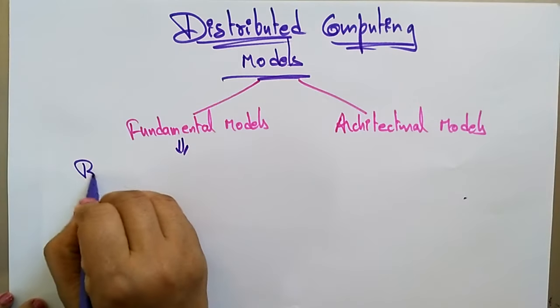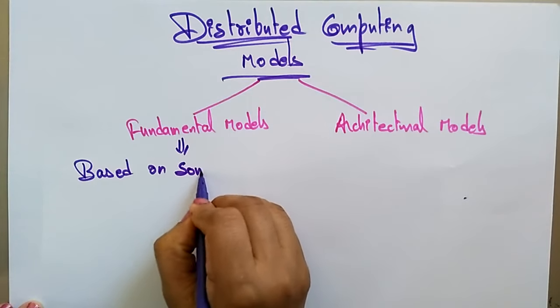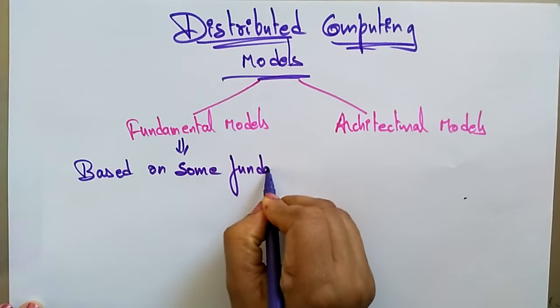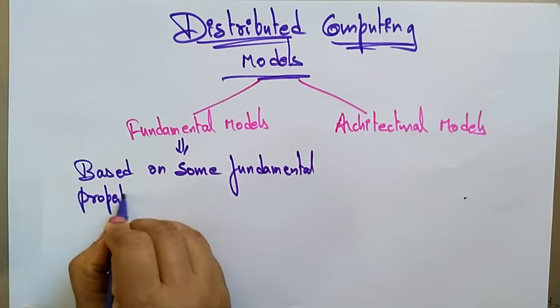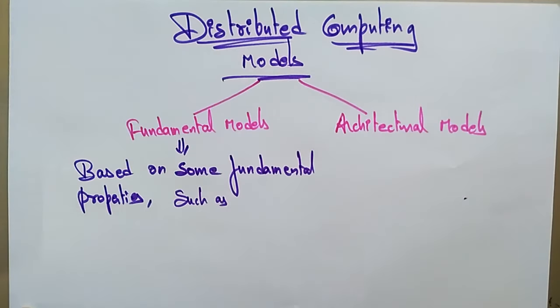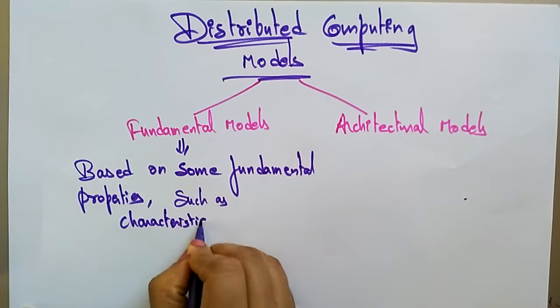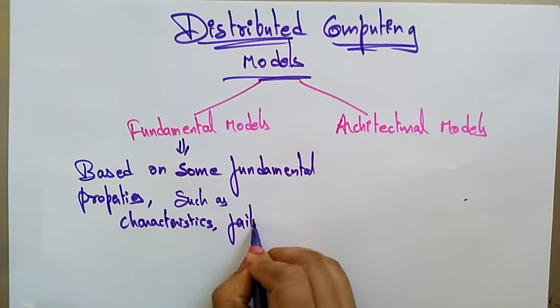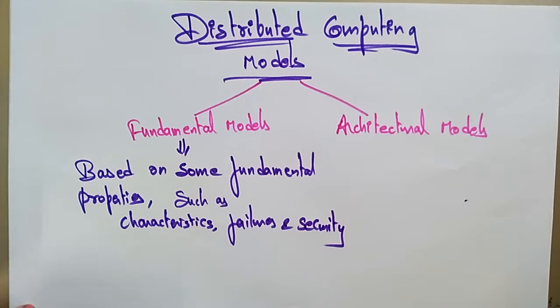The fundamental models are based on some fundamental properties, such as characteristics, failures, and even the security. So these fundamental models are completely based on properties like characteristics, failures, and security.